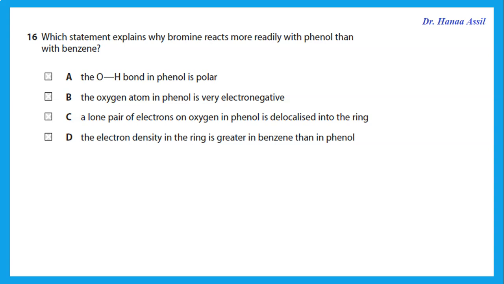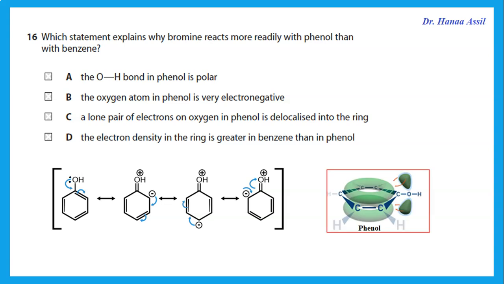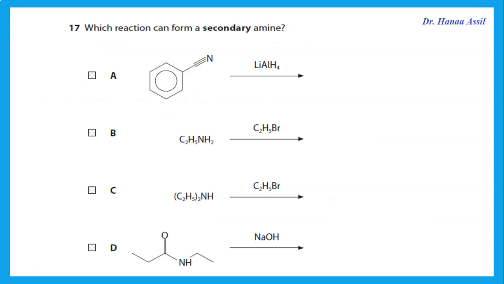Which statement explains why bromine reacts more readily with phenol than with benzene? Well, we should know that phenol is more reactive than benzene, and that is because the lone pair of electrons on the oxygen are delocalized around the ring, so the phenol is more susceptible or would more readily undergo electrophilic substitution. So this is the reason why bromine reacts more readily. A lone pair of electrons on oxygen in phenol is delocalized into the ring.